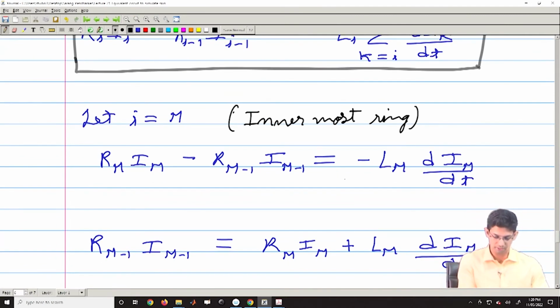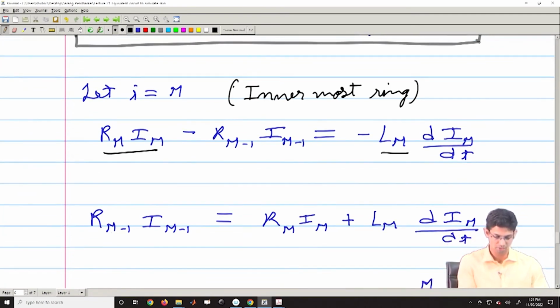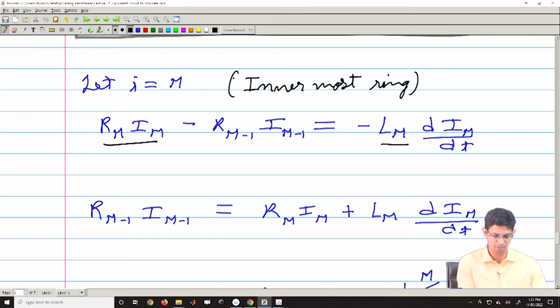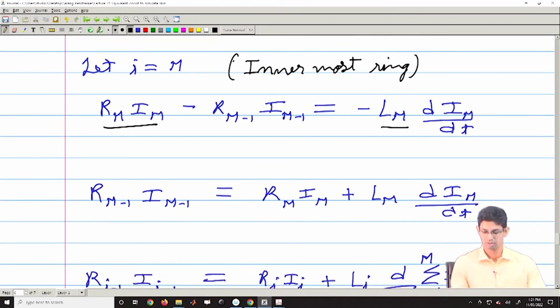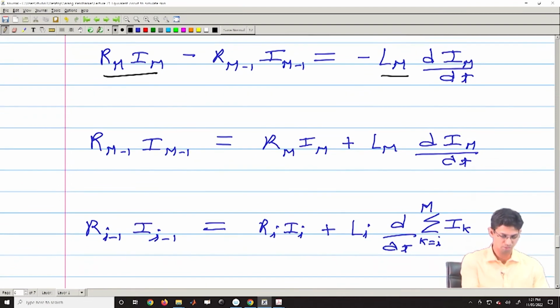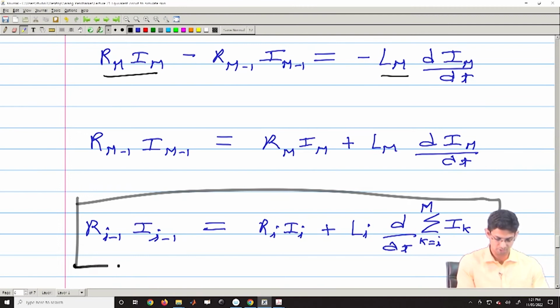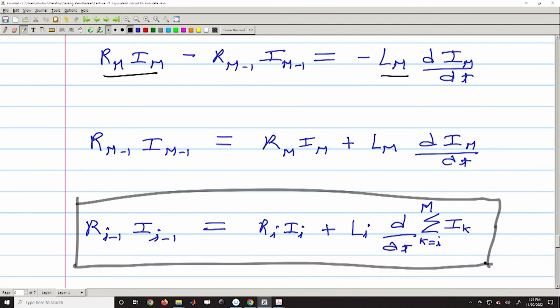Then from this I can collect the terms of m, so I can bring them on this side. So, my R m minus 1 into I m minus 1 is equal to this thing. In general, I can also get a relationship for R i minus 1 into I i minus 1 in terms of the quantities for the ith ring. So, now I have an iterative equation which gives me the relation between quantities in the i minus 1th ring and the ith ring.